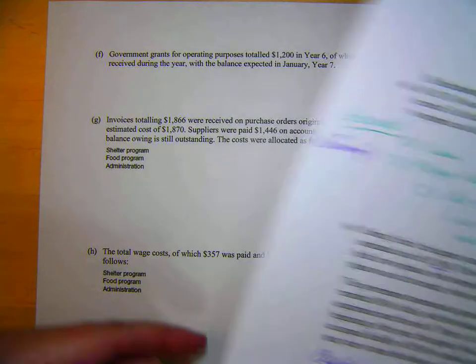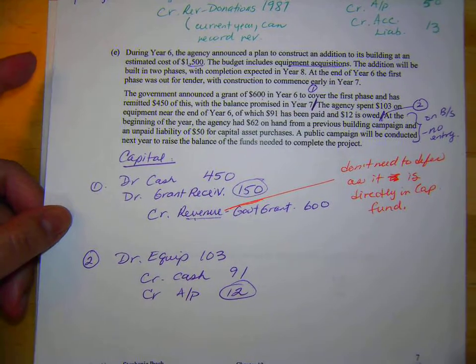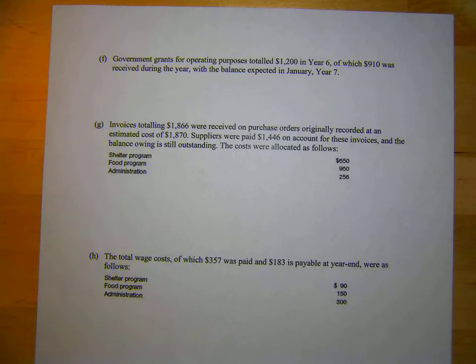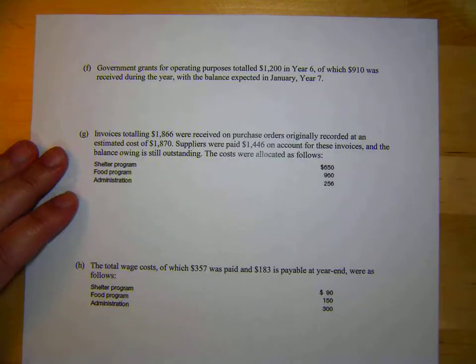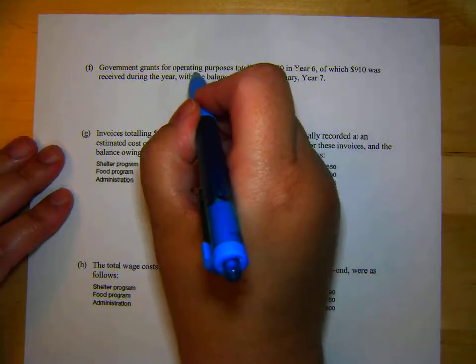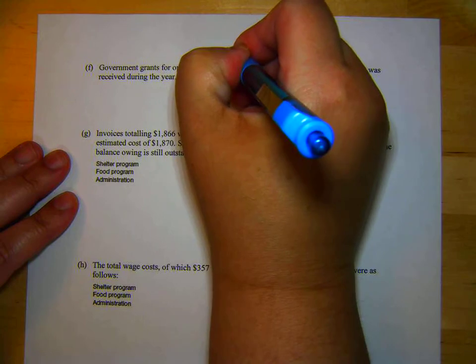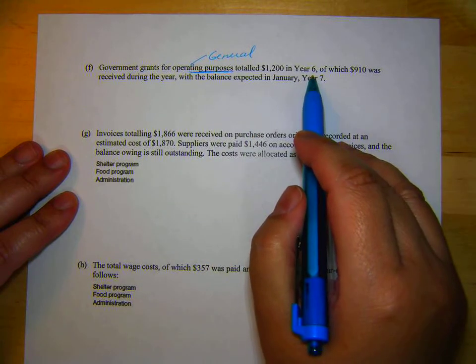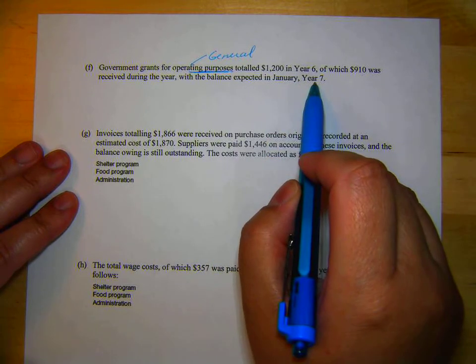Welcome back. Continuing on example 1, we just left page 7 doing the entries to the capital fund, and now we're on page 8 doing part F. So part F, government grants for operating purposes. So right away we know we're talking general fund. Total $1,200 in year 6. $910 was received during the year, the balance in year 7.